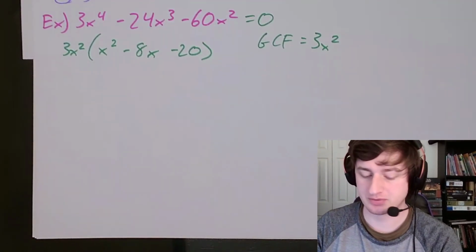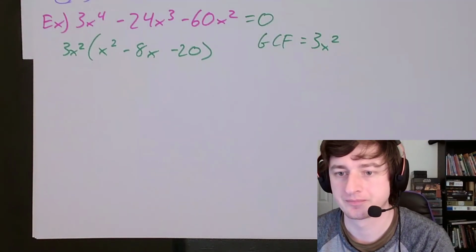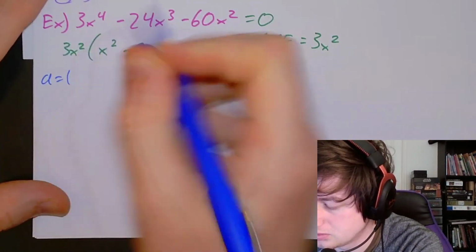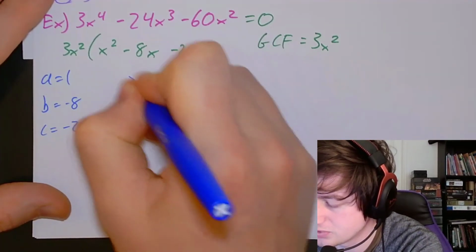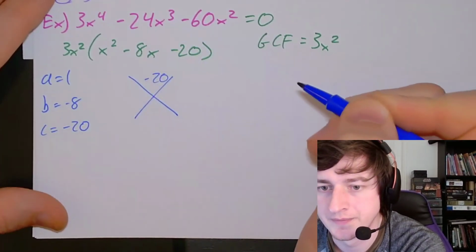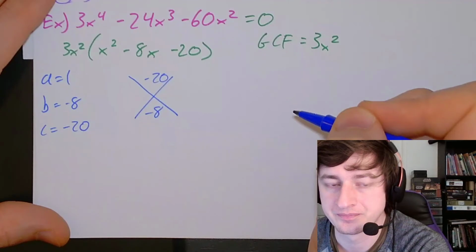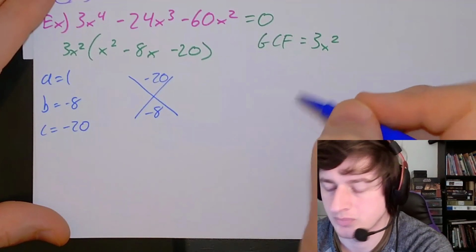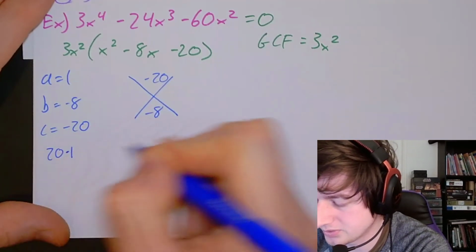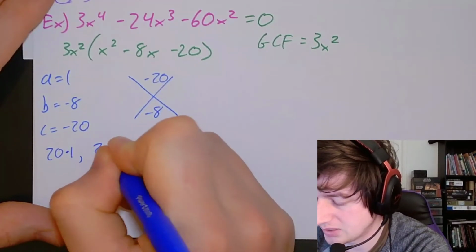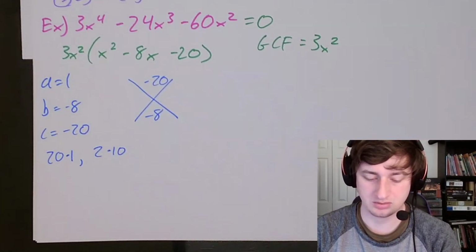So we factored out the GCF. Now we're going to use the Xbox method. A is 1, B is -8, C is -20. We need two numbers that multiply to make -20 and add to make -8. Numbers that multiply to make 20 are 20 and 1. That's not going to add to make 8. 2 times 10, those can make an 8. And so I know that it's 2 and 10.